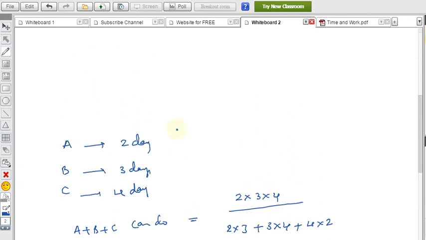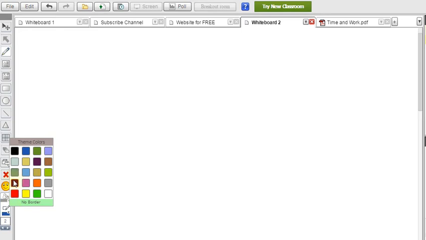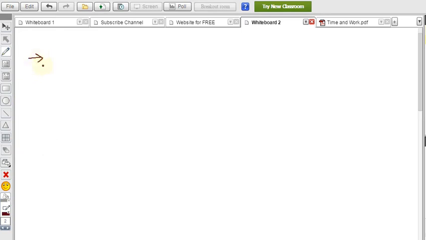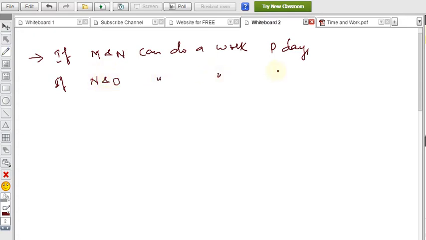Fine. One more concept in this. If you remember the basic formulas, you can directly apply them and solve these problems. The previous point will change. If M and N complete a piece of work in P days, N and O together can do the work in Q days, and O and M can do the work in R days.